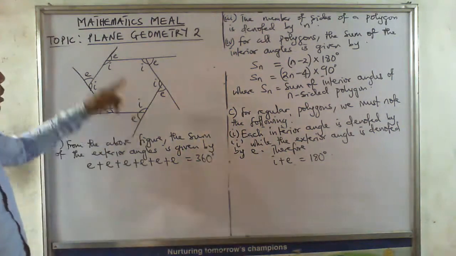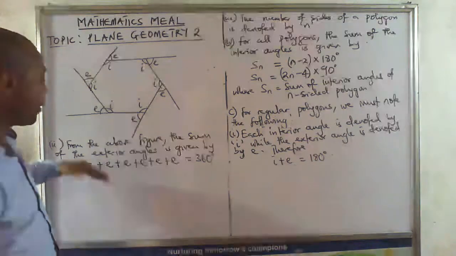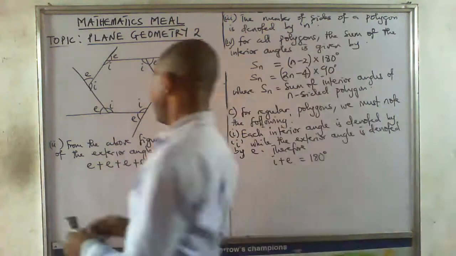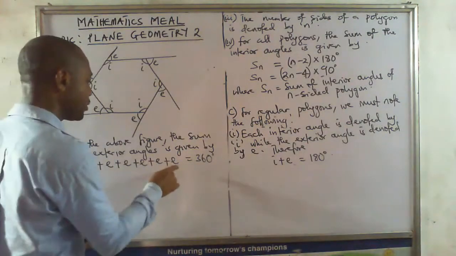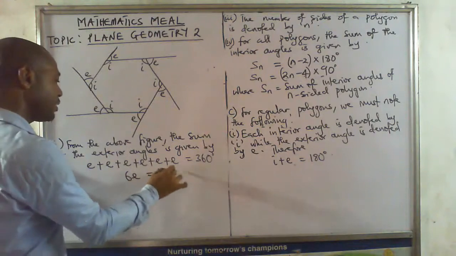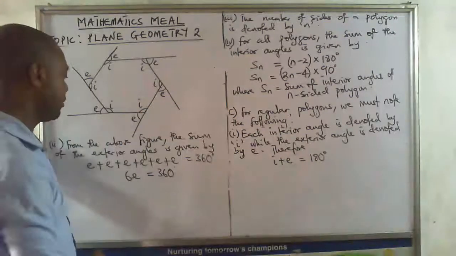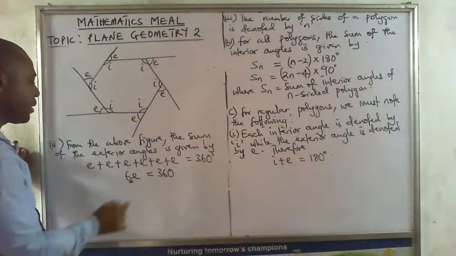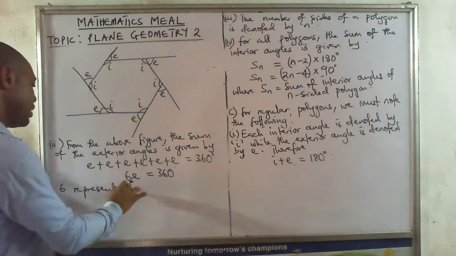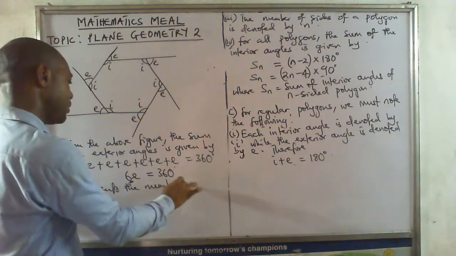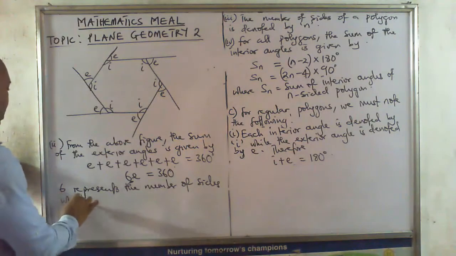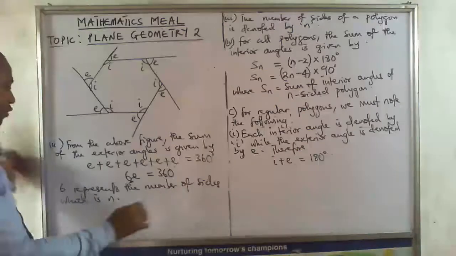Now, because this is a hexagon, how many e's do we have? Remember, we said that the number of sides also corresponds to the number of angles. So, e plus e plus e plus e plus e plus e gives us 6e, which is 360. I'm not trying to find e. Don't go there. What does 6 represent? 6 represents the number of sides, which is n.